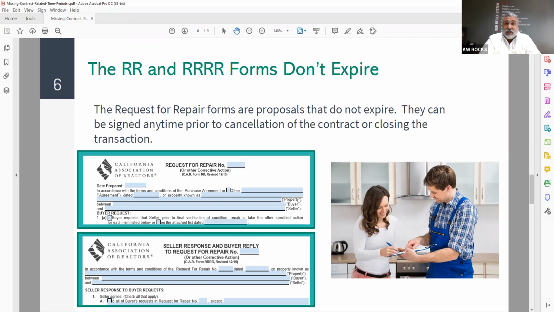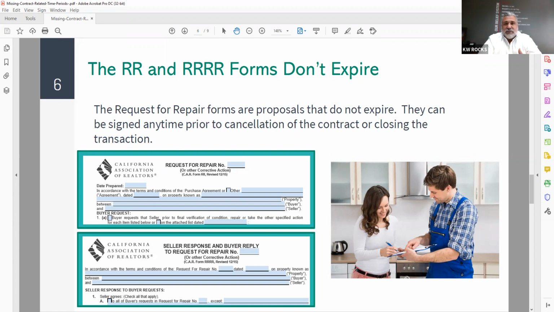Otherwise, guess who's going to make that call for you? The listing agent and the seller. So I'm telling you from a perspective of what we're seeing right now in the market, folks, so be very cautious. Now, the request of repairs can be 3 parameters, okay?